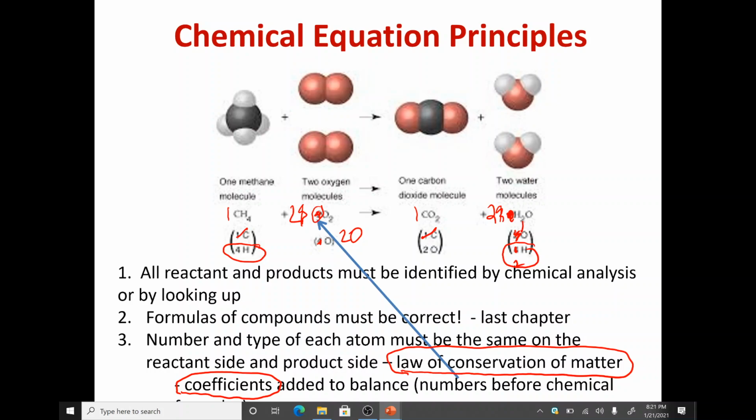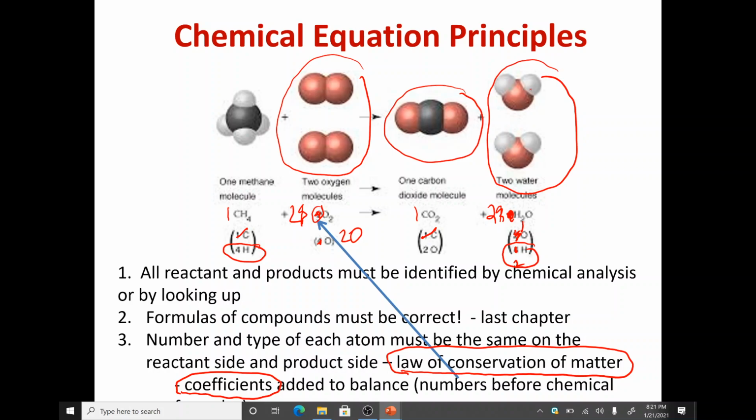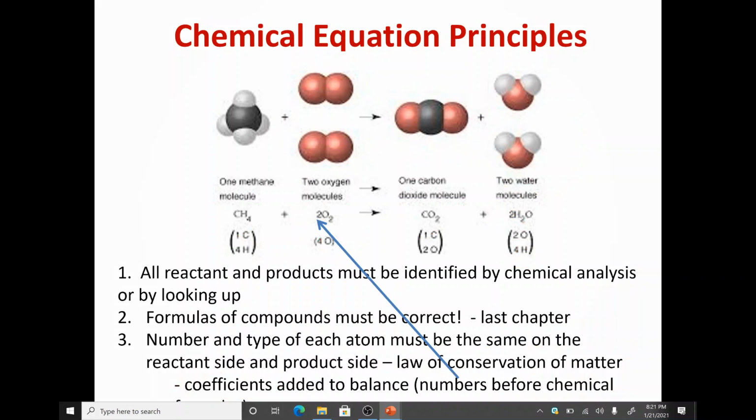We can't change O2. O2 is oxygen. It's 2 oxygen atoms sharing electrons. CH4 is what it is. We can change the numbers of each molecule. So when we have it all said and done, 1 molecule of methane reacts with 2 molecules of O2 to produce 1 carbon dioxide molecule and 2 water molecules. That's how you can separate the number of atoms here and recombine them into atoms here. You have obeyed the law of conservation of mass.